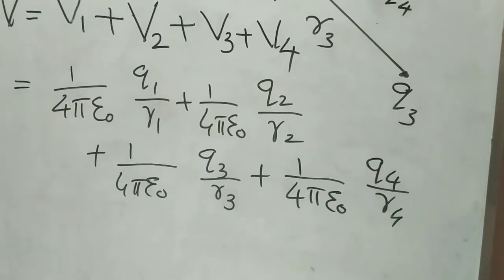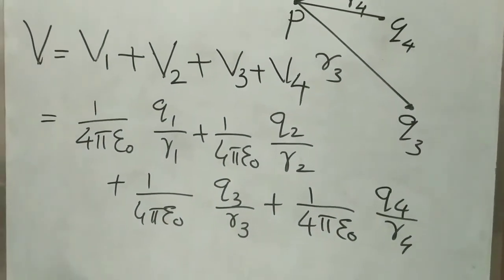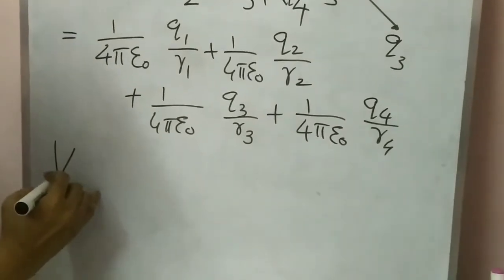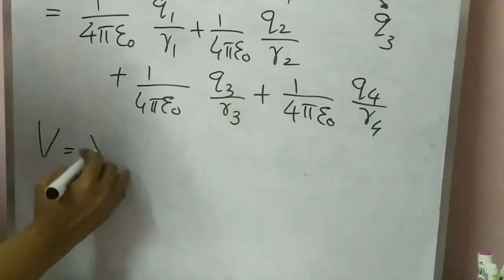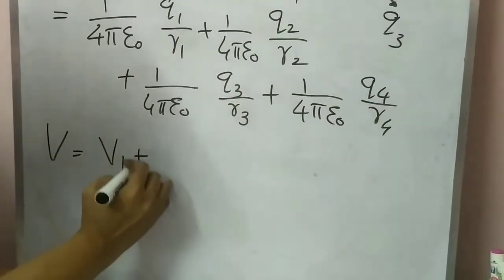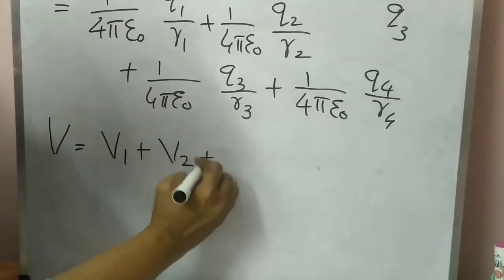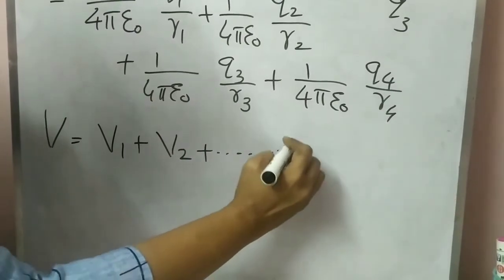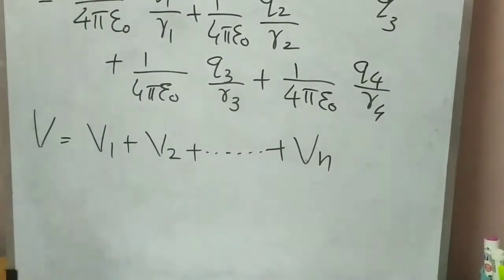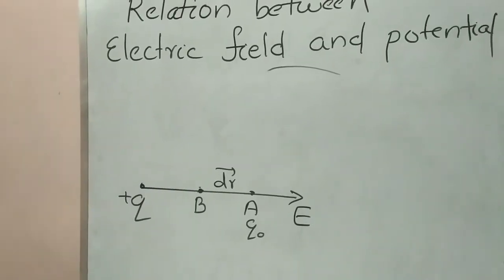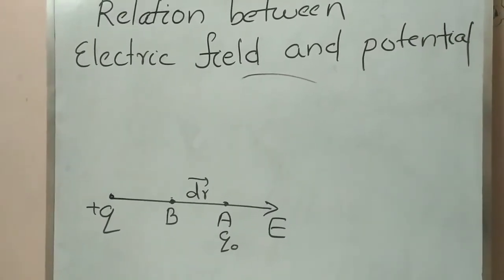Consider a system having n charges. Then how can we write the potential? That potential will be the algebraic sum of all the potentials due to all those charges. V1 plus V2 plus V3 plus V4 plus etc., Vn. Okay. Now you have an idea about electric field and potential.